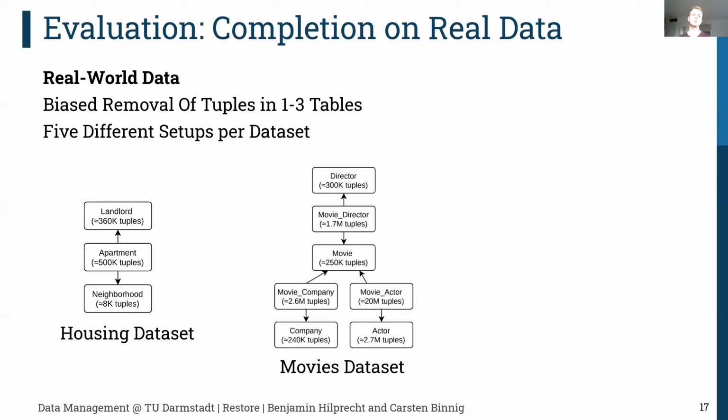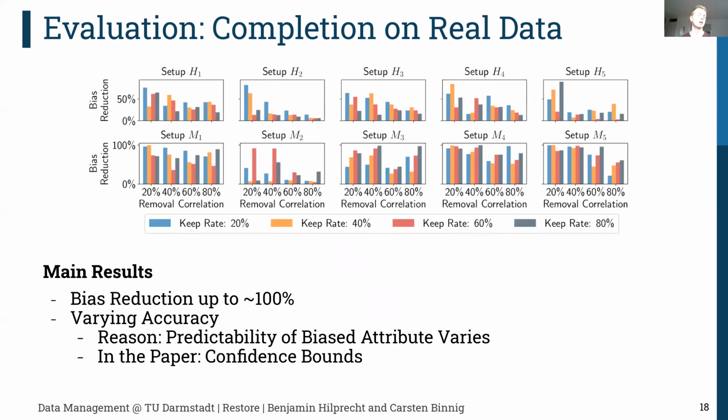But we didn't just remove tuples from one table, we removed tuples from several tables, so from 1 to 3 tables. And in general, depending on which attribute is biased and how many tables we use to remove tuples, we obtain 5 different setups per data set. So in the next plot, we will see 5 different setups for the housing data set and 5 different incompleteness setups for the movie data set. And here we vary additional parameters as well. So we vary the keep rate, and that means how many tuples are left in the incomplete data set from just 20% up to 80%.